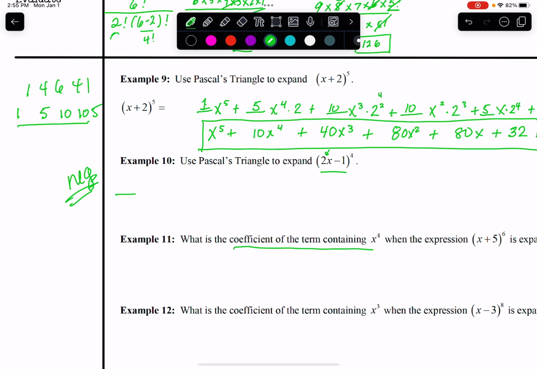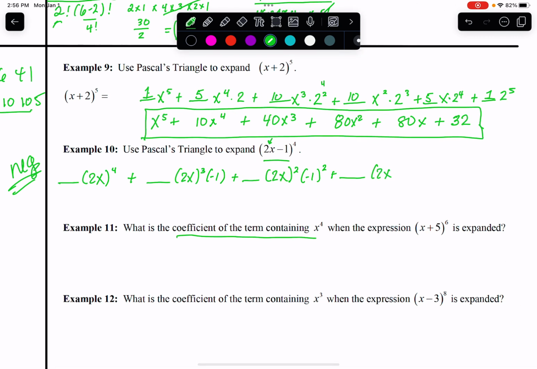So I have a coefficient, and then I have 2x to the 4th, and then negative 1 to the 0, which is just 1, plus a coefficient, 2x quantity cubed times negative 1, plus a coefficient, 2x squared, and now I have negative 1 squared, plus a coefficient, 2x to the 1, and negative 1 cubed, plus a coefficient, negative 1 to the 4th.